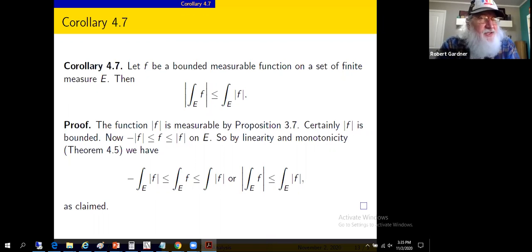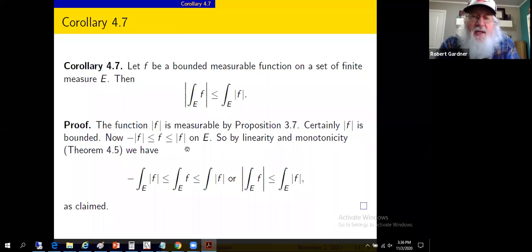There are a few hypotheses on that, but we observed at the time in the notes that the implication was: if f is measurable, the absolute value of f is measurable. If f is bounded, certainly the absolute value of f is bounded. We know negative absolute value of f is less than or equal to f, which is less than or equal to absolute value of f pointwise on the set E, so at all points of E.